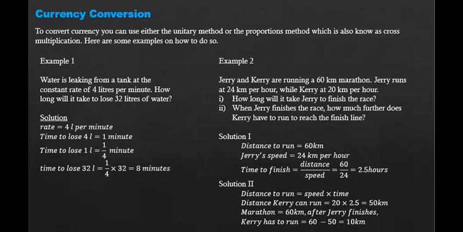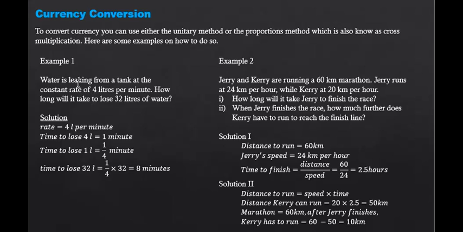We're dealing with the last two that we had, currency conversion. To convert currency, you can use either the unitary method or the proportions method, which is also known as cross multiplication. Same thing, all we're dealing with is converting currencies from one to the next. Or I think you had missed this class. I'm not sure if you watched the video on converting units, grams to kilograms, kilograms to grams, and whatnot.